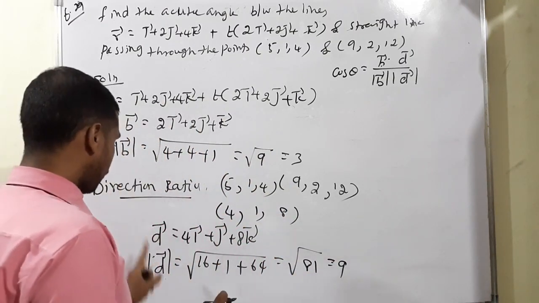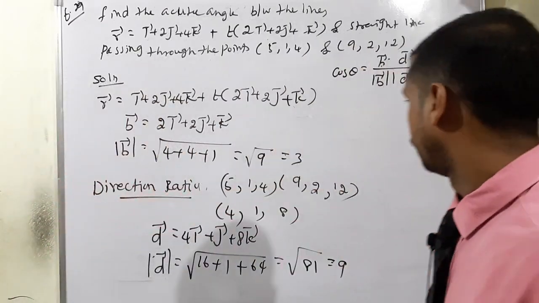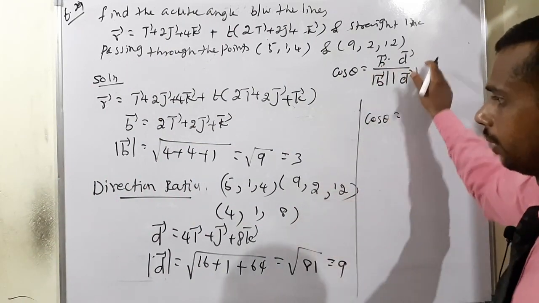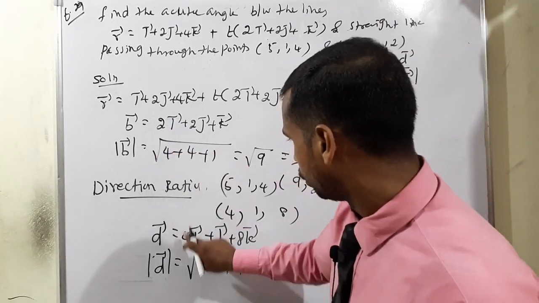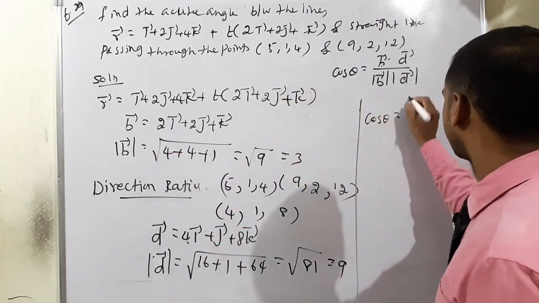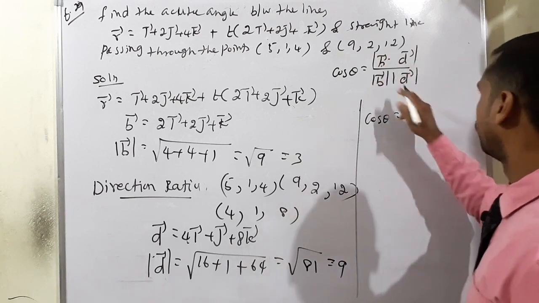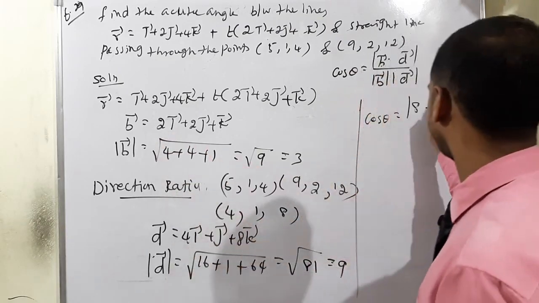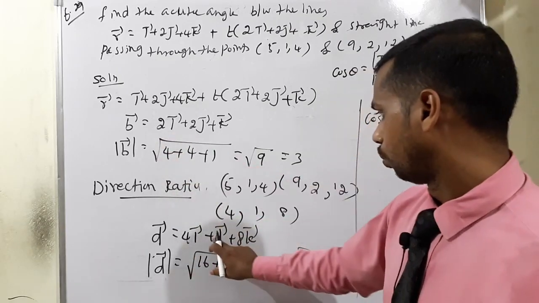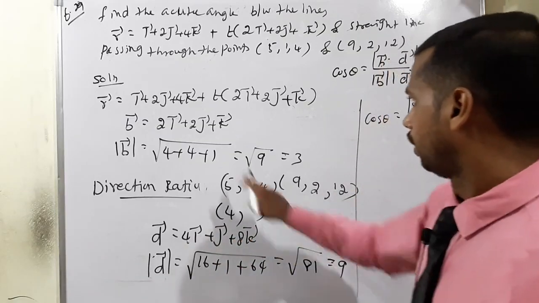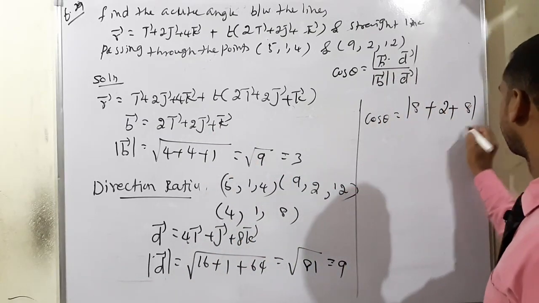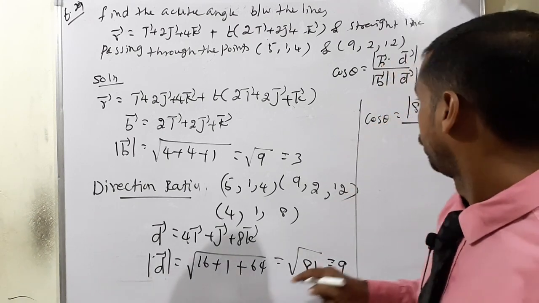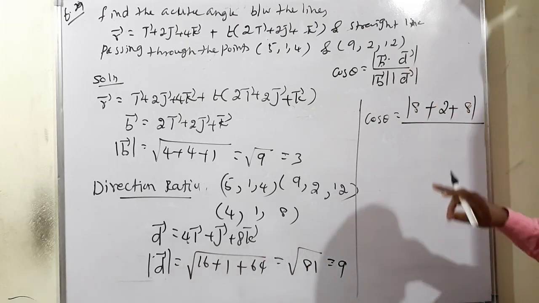Therefore, the modulus of B vector and D vector is done. So the condition: cos theta is equal to the modulus of B vector dot D vector divided by the modulus of B vector into modulus of D vector. B dot D is 2 into 4 means 8, plus 2 into 1 means 2, plus 1 into 8 means 8, so 2 into 1 means 2, so 16 and 20, isn't it?